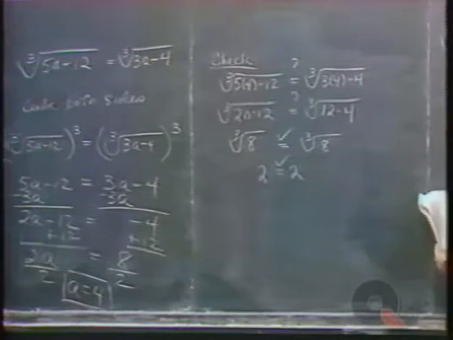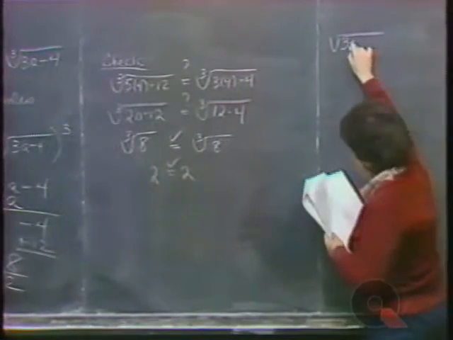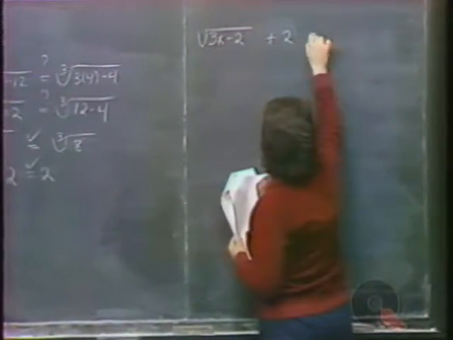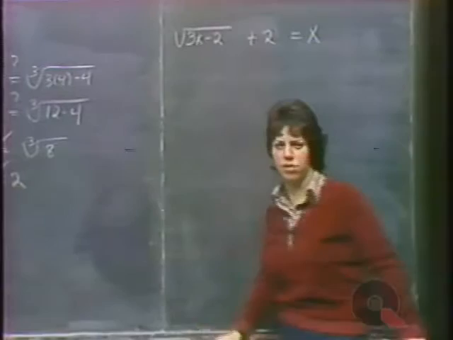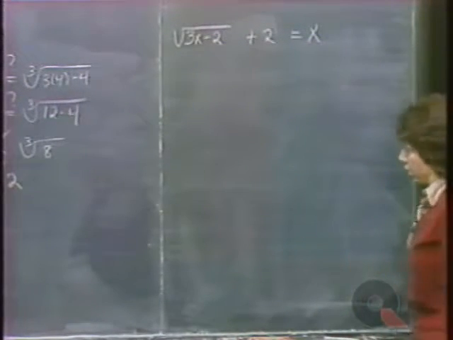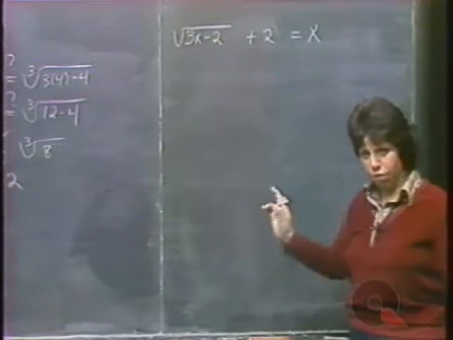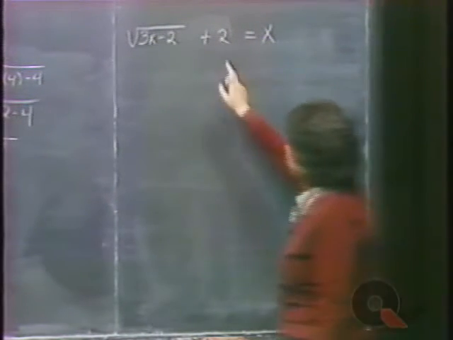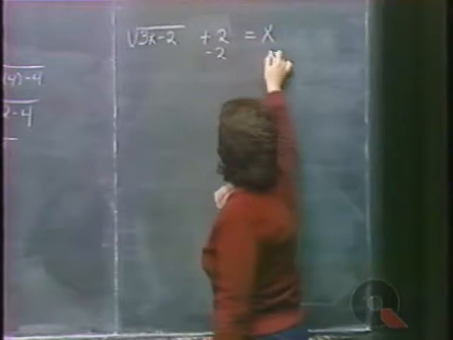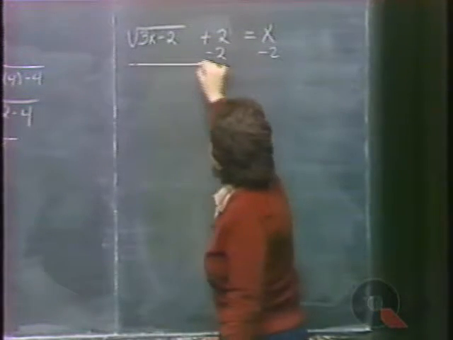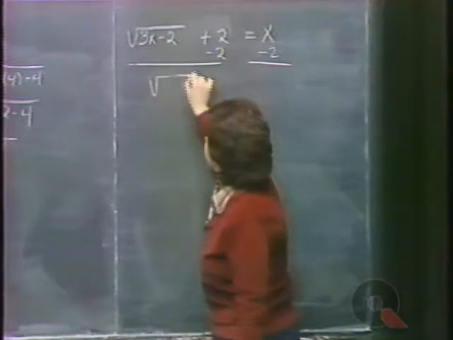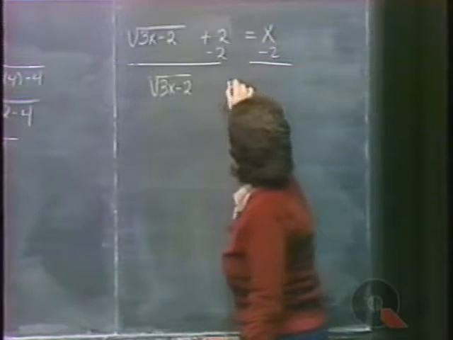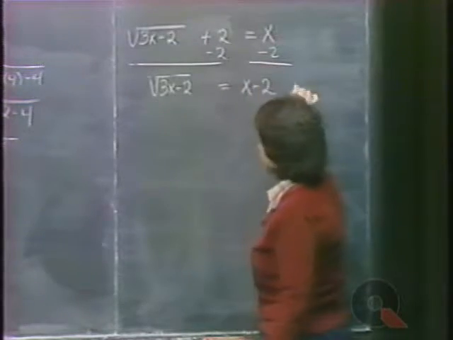The square root of 3x minus 2 plus 2 equals x. We would like to solve this radical equation for x. It involves a square root. We're going to square both sides, but before we do that, of course, we will try to isolate the radical. So we'll subtract 2 from both sides of the equation, giving us the square root of 3x minus 2 is equal to x minus 2.